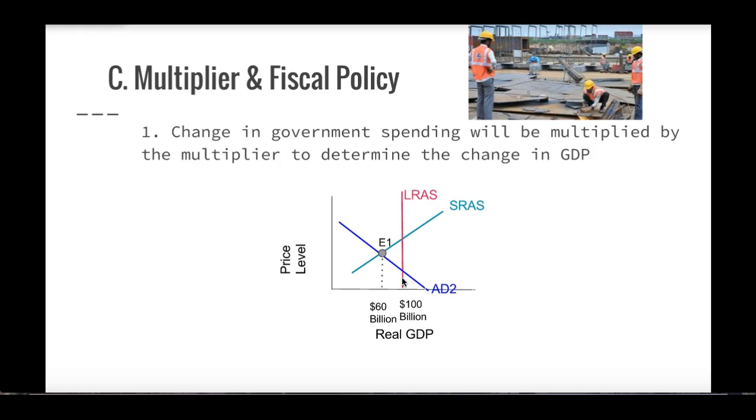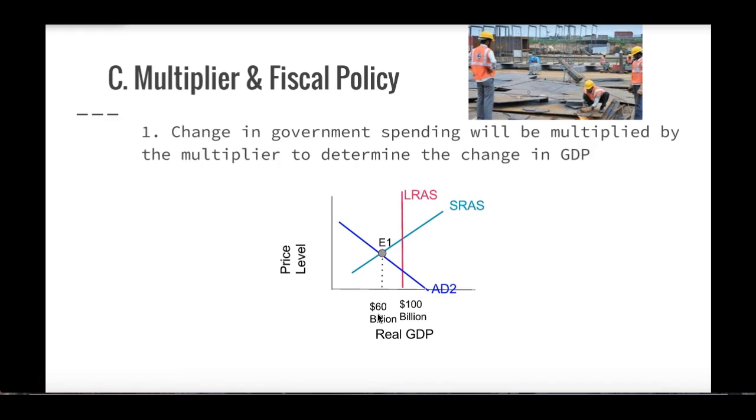Now, here's where this gets interesting, because now we actually have numbers on the bottom. So now we know that for the long-run aggregate supply curve, the output is at $100 billion. That means that at full employment, when we are at the natural rate of unemployment and we are producing as much as possible, we are making $100 billion in real GDP. However, currently we are at $60 billion. So yes, we are in a recession.